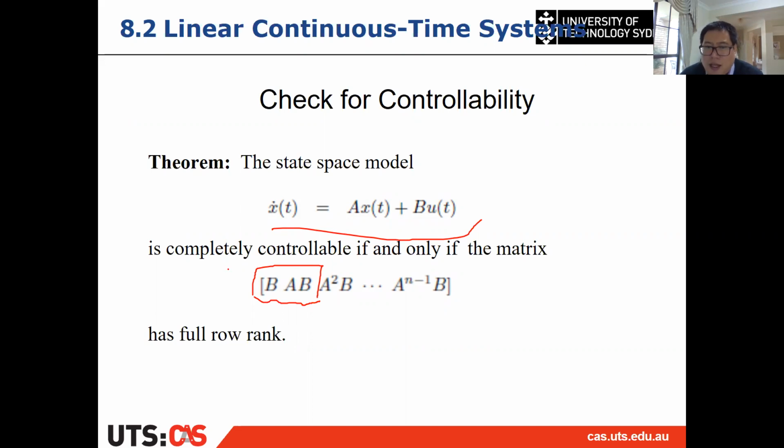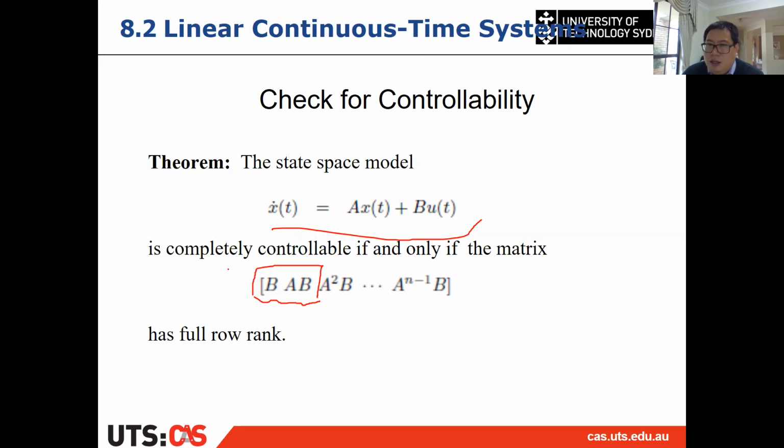And how to check that it is full rank, there are 2 methods I've introduced. I've mentioned it already in quiz 2. One is the intuitive way: if you can find a row that can be represented by the other rows linearly, then it is not full rank, which means it is not controllable. Another way is the mathematical way: you can calculate the determinant of that matrix. If the determinant is equal to 0, then it is not full rank.